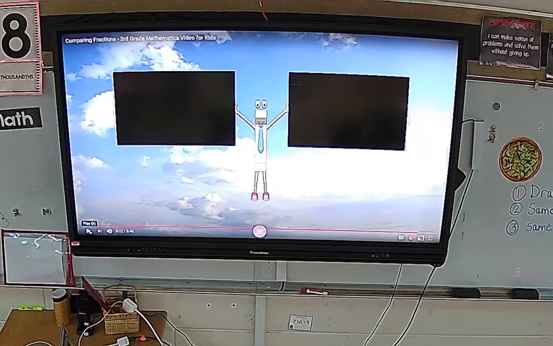I don't know how to write this without it getting confusing. What would we do? If they have the same number on top, that means they have the same number of pieces. You gotta look at the what? You look at the denominator, to see which one of those is largest. If they have the same denominator, you look at the numerator to see who has the most pieces.